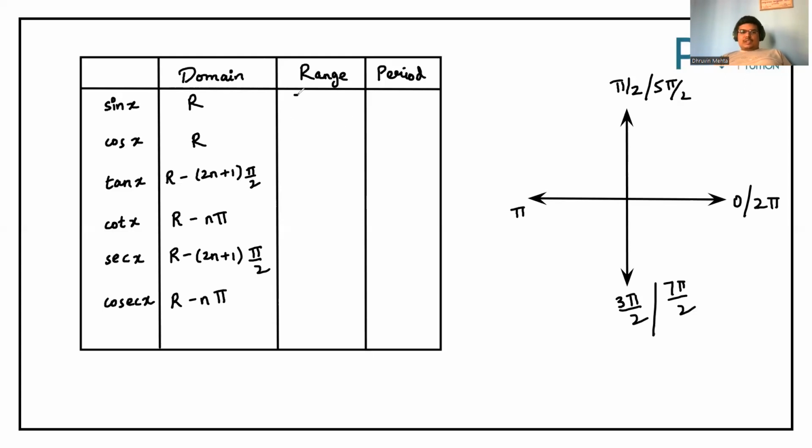Coming to range, answers of sine are always between -1 and 1. Cos is also always between -1 and 1. Tan and cot will be all real numbers. Now sec, Arush, do you realize sec means reciprocal of cos, and cos is between -1 and 1, which means cos is always like 0 point something. Now what is the reciprocal of 0 point something? Like if I ask you, what is the reciprocal of 0.5?